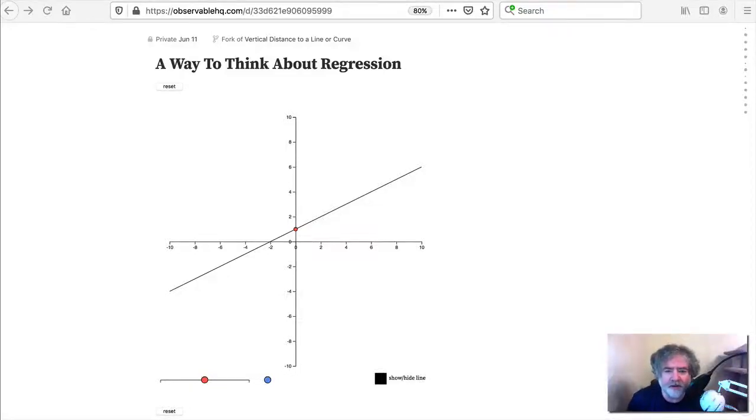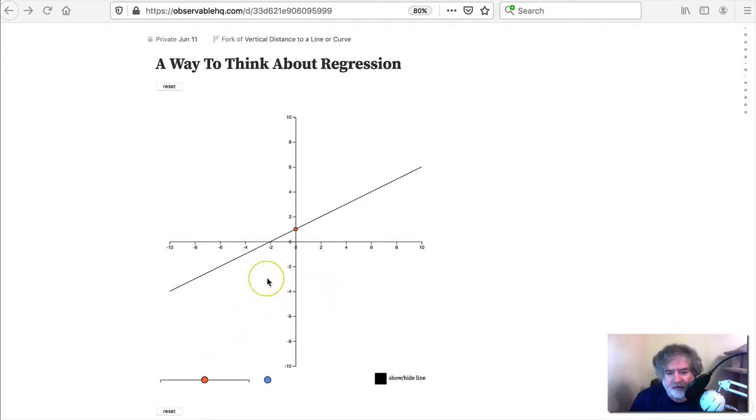I didn't really know what to call this one, so I decided on a way to think about regression. At least that's the way that I think about it. When you are faced with a simple linear regression problem, you have just a cloud of points on a plane. And the real question is, where did those points come from? And so this is how I think about that.